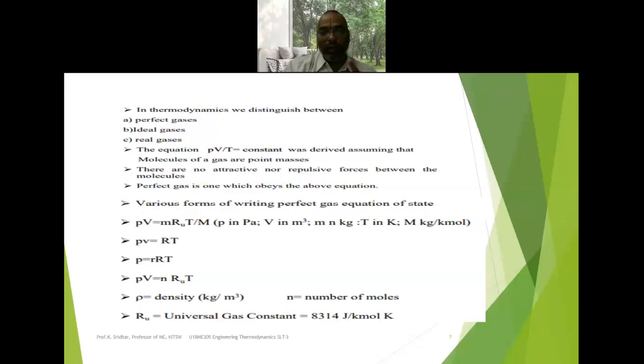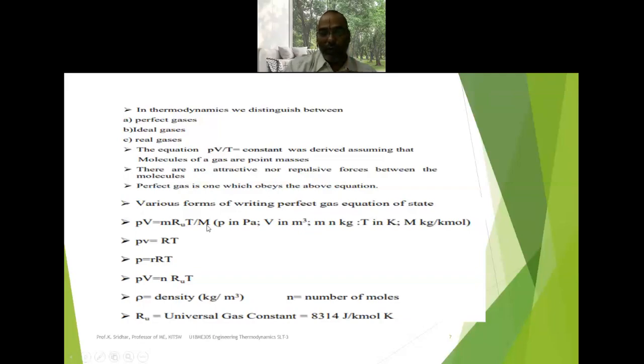That is, R is equivalent to RU by capital M. That is RU, the universal gas constant, divided by molecular weight. Molecular weight here, capital M, is the molecular weight. So RU by M stands for R. So R is equivalent to RU by M, that is the universal gas constant divided by molecular weight.